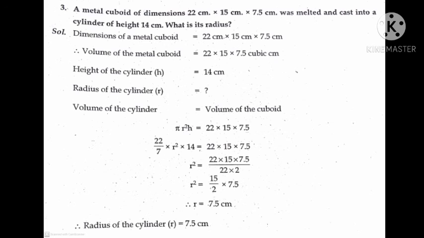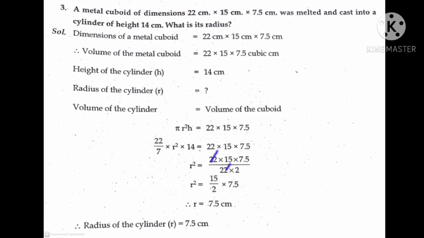Therefore, volume of the cylinder is equal to volume of the cuboid. That implies, we know that volume of the cylinder formula is pi r square H, that is equal to 22 into 15 into 7.5. That implies pi means 22 by 7 into r square into H means 14, that is equal to 22 into 15 into 7.5. Here 14 is divisible by 7, we get 2. Then 22 and 2 send to right side. That implies r square is equal to 22 into 15 into 7.5 by 22 into 2.